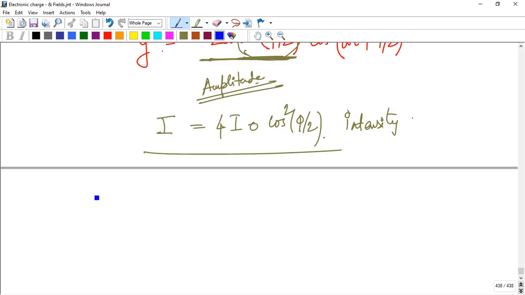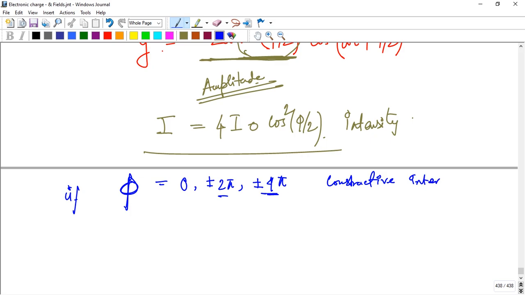So what is the value of phi? Phi is the phase difference. For constructive interference, phi is 0, plus minus 2 pi, an even multiple of pi, plus minus 4 pi. These give constructive interference for in phase. And if phi is plus minus pi, an odd multiple, plus minus 3 pi, plus minus 5 pi, and so on, we get destructive interference.